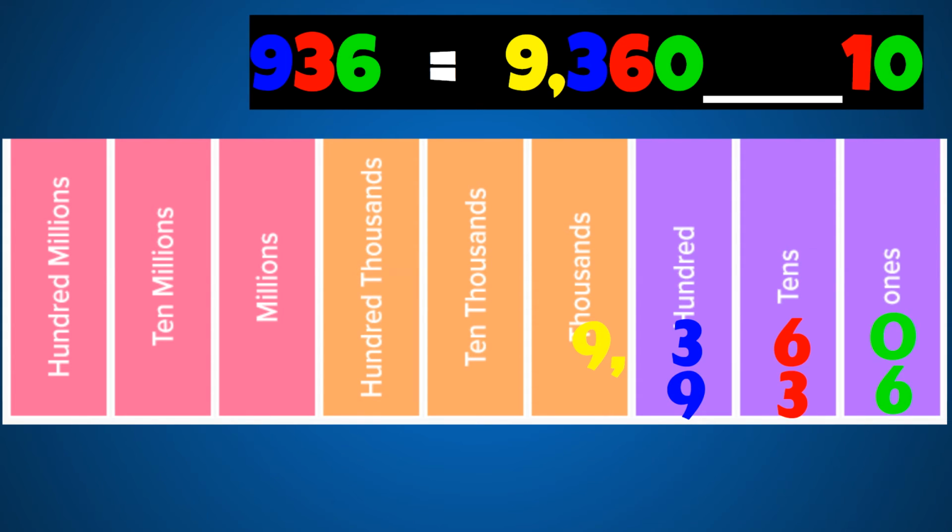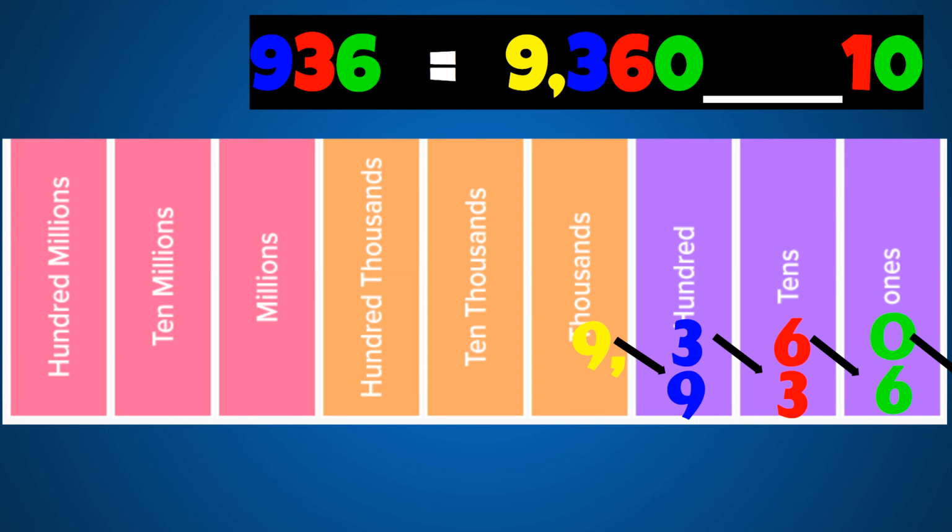Now, in order to get that number, 9,360, to 936, what do I need to do? Where does that 9, which way does it go? It needs to go from the thousands to the 100. So it's going to the right. Now that 3 needs to go from the 100 to the tens, and that 6 needs to go from the tens to the ones. And of course, the 0 falls off.